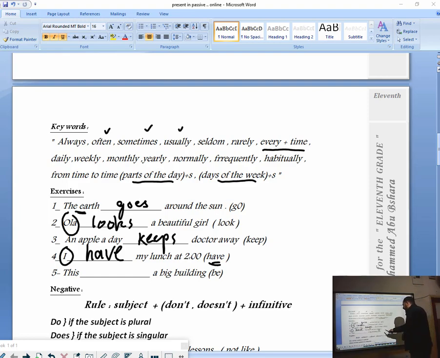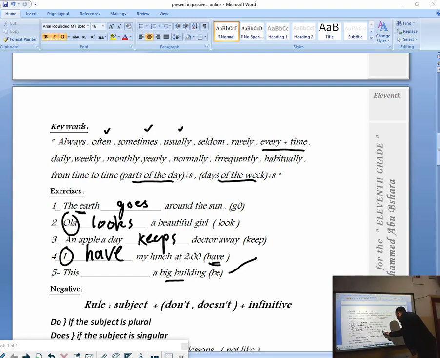This big building, it is a description. I describe the building, so I should use present simple here. A big building is singular, and this is singular. So, pay attention to this note.